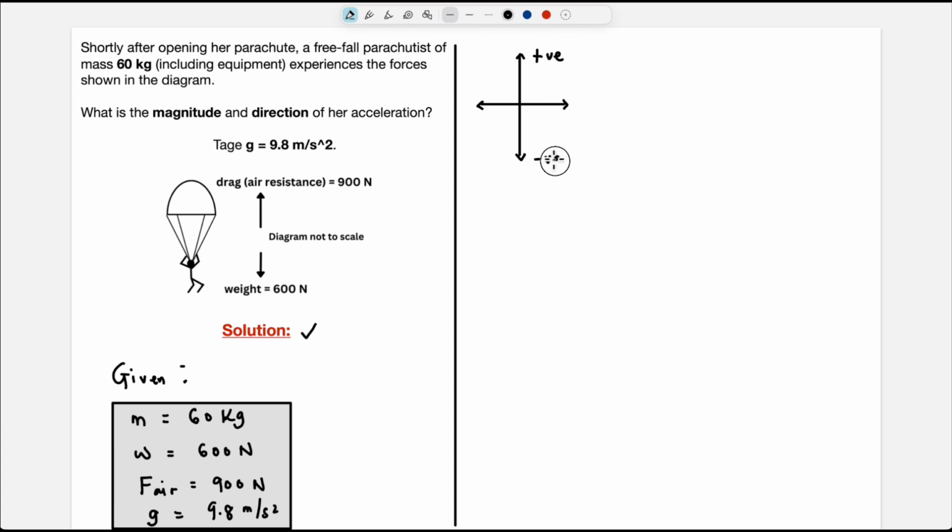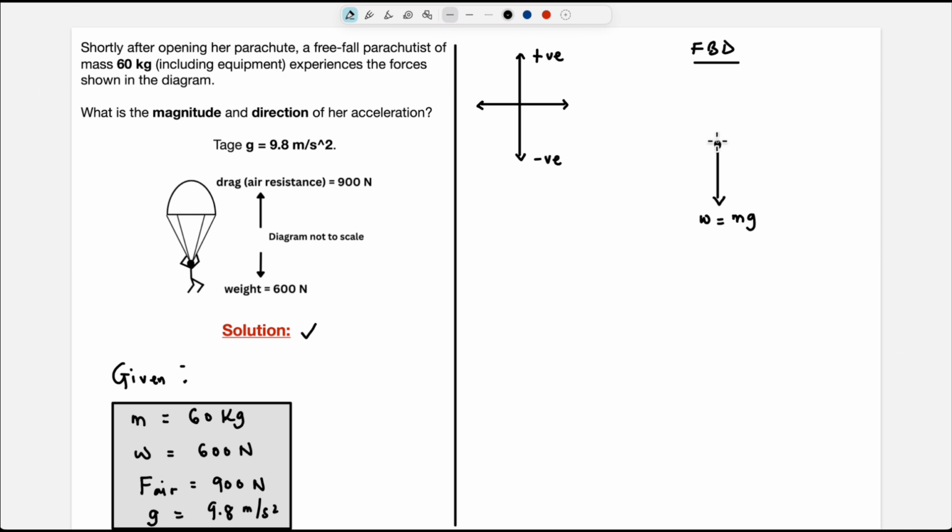And in this coordinate, we are choosing forces that point upwards to be positive and forces that point downwards to be negative. With the free body diagram, we can represent the parachutist as a point particle with the weight acting vertically downwards, and that is equal to mg. That is the mass of the parachutist times the acceleration due to gravity. So that is the gravitational pull on this parachutist.